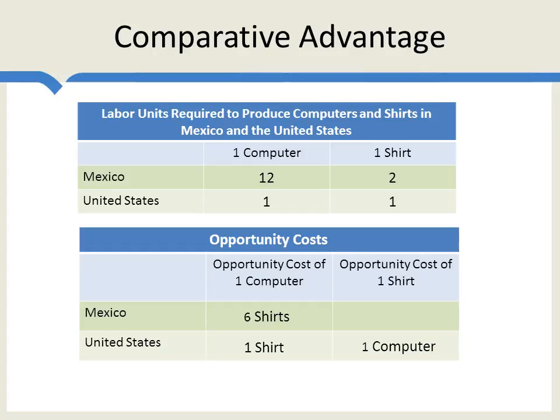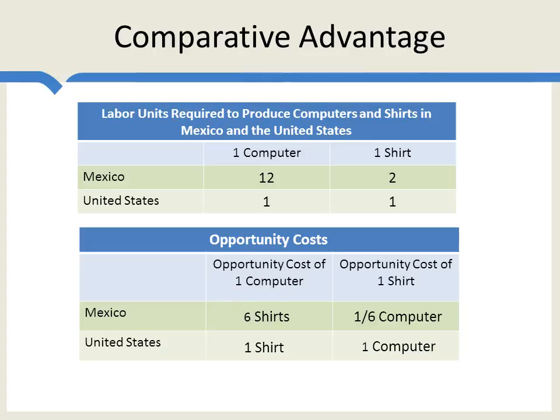If you need an additional computer, it's going to cost you 6 fewer shirts in order to get that computer. And going the other way, in order to get an additional shirt, you're going to have to give up 1/6 of a computer. Okay, so now we have our opportunity costs. And now it's actually pretty simple, because what the theory of comparative advantage says is that you should produce what you can produce at lowest cost. Okay? So who here has the lowest cost of producing a computer?